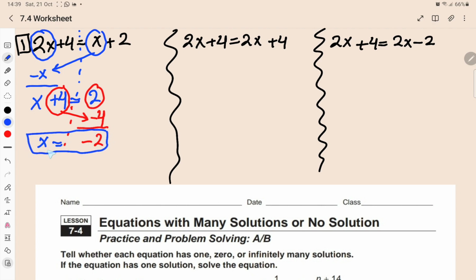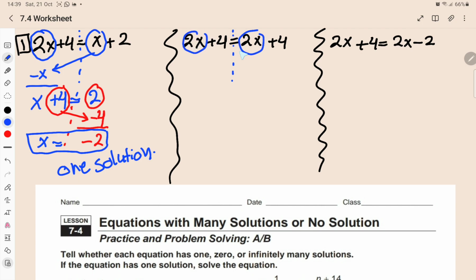So whenever there is a variable that's equal to a constant, this one means it has one solution. This equation has one solution. 2x plus 4 equals 2x plus 4. You can notice that both sides are exactly the same. So we can combine the like terms again.